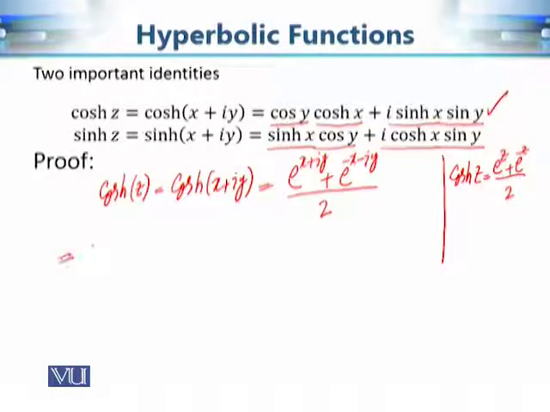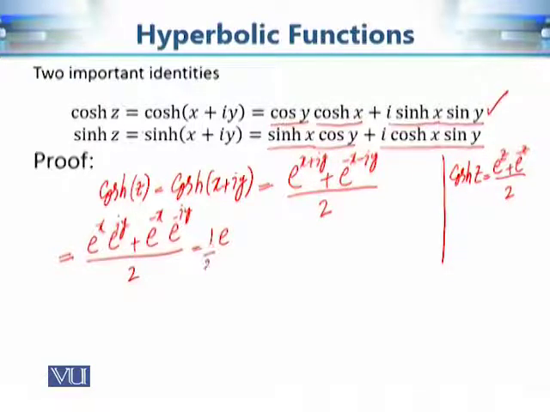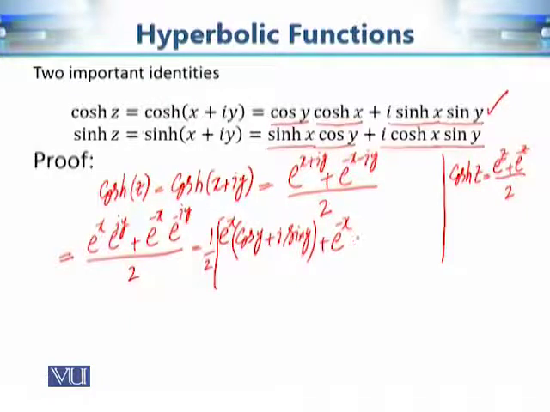Now we can expand this in the following form: e raised to power x and e raised to power iota y, and we know how to deal with e raised to power iota y. So minus x, e raised to power minus iota y, divided by 2. So this becomes 1 over 2, e raised to power x, and then we have cosine y plus iota sine y, plus e raised to power minus x, and cosine y minus, because there is a minus iota y, so minus iota sine y.